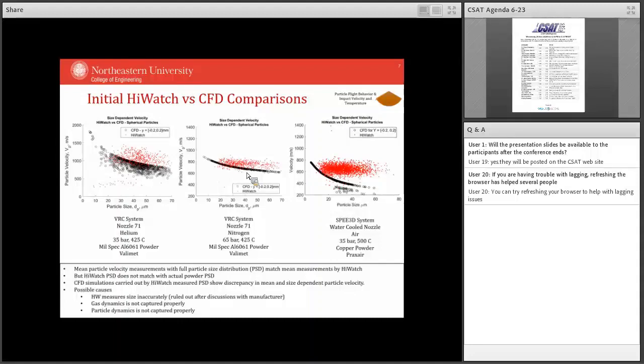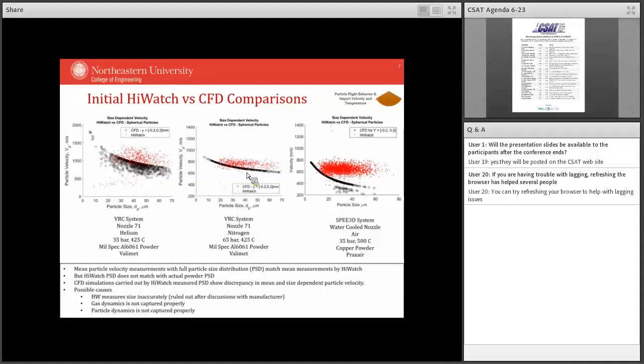So the original thought that we had was that potentially the smaller particle sizes are being represented as large particles by the HiWatch system. Because when we put in the actual particle size distribution of the powder into the CFD simulations, we got, luckily, I think, an exact comparison between the CFD average velocity and the HiWatch average velocity. But after talking to the system manufacturer, we ruled this out. It's highly unlikely that such a big discrepancy is occurring in the size measurements. So the next thing we looked at were gas dynamics, whether we're capturing that correctly, and the other one is looking at particle dynamics and seeing whether our simulations were capturing that properly as well.